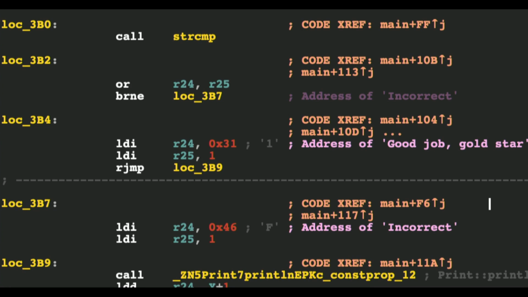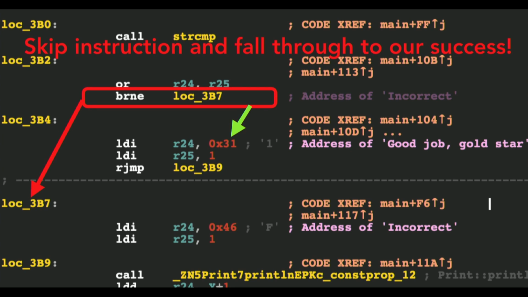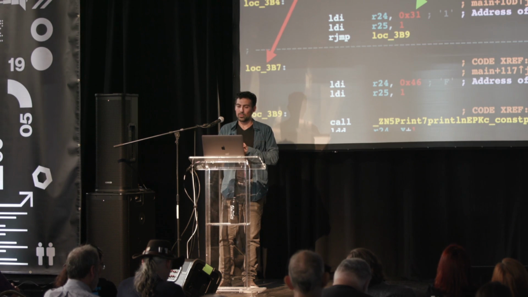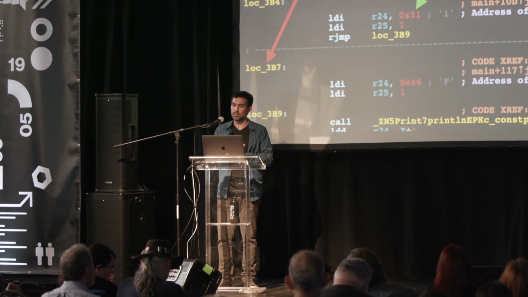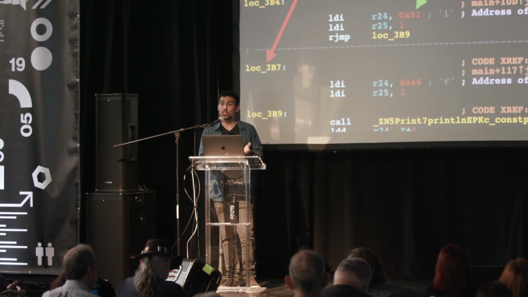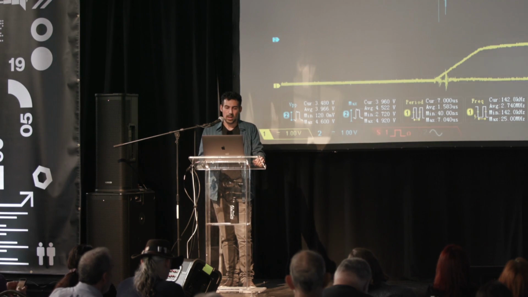Now that itself takes some time, and assuming that's true, then we will end up skipping this branch instruction. If it's false, if our password is incorrect, we will actually perform a branch and then end up at this other location, this 3B7, and we will skip the good job message. Well, what's really interesting is with fault injection, you can now skip instructions. There are techniques that you can use, such as voltage glitching or clock glitching.